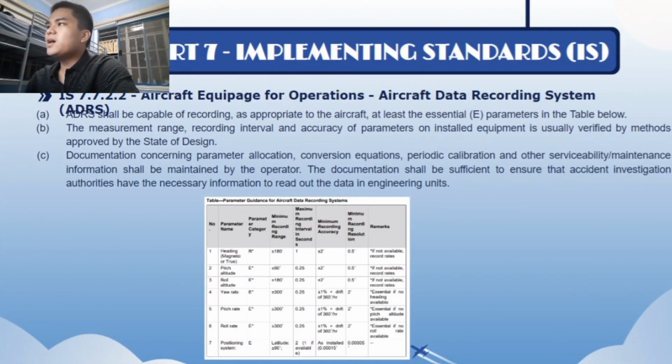So now another part of CAR Part 7 are the implementing standards. So CAR Part 7.7.2.2 talks about the aircraft equipage for operations, aircraft data recording system or the ADRS. So an aircraft recorder must be capable of recording the following data of flight parameters. It is important because it helps the investigators translate it to engineering units. Below is a table that shows the flight parameter records or the different engineering units that they use.